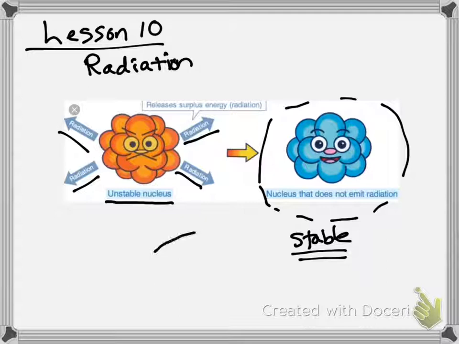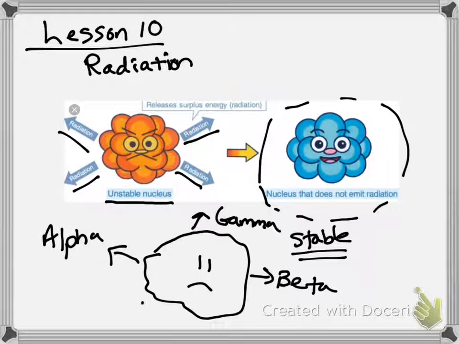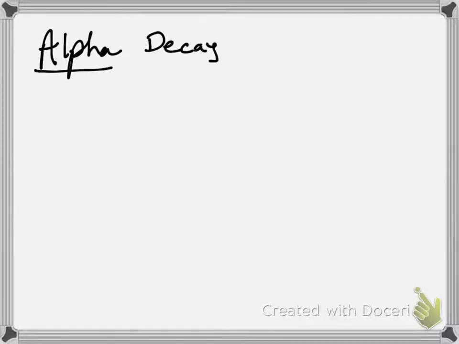So if we have an atom that is unstable, it's going to emit radiation. This radiation can be alpha, it can be beta, it can be gamma, and we're also going to discuss a new type of radiation called positron. Let's begin our discussion with alpha. Let's start with alpha emission. Let's call this alpha decay.